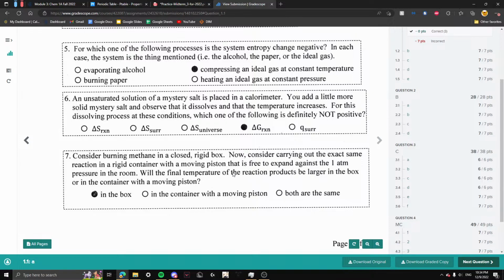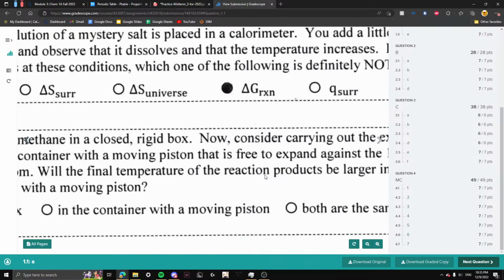Same thing for this one. If we do the exact reaction with a moving piston that's free to expand, if delta V can change, more of the energy is going to be spent in moving the volume than in raising the temperature. So the one with the piston would be at a lower temperature, because some of the energy we spent in burning methane is going to have been spent in actually moving that piston instead of heating the methane. So we care more about the box. Is that it? That's it. Oh, okay.